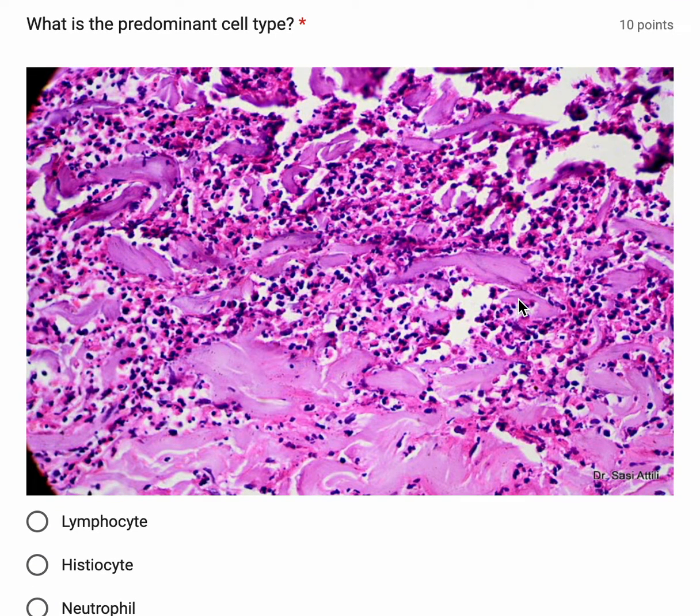Now, what is the predominant cell type? Here, what you're seeing is just below the eschar. This is the collagen, which appears quite degenerate. And amongst the degenerate collagen are these polymorphs. These are multinucleated cells. Rather than multinucleated, you say multi-lobed cells. And these are all polymorphs and neutrophils.